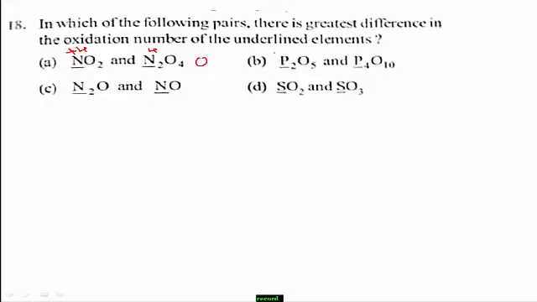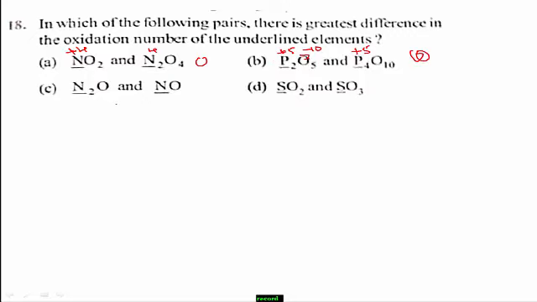And option B. Here in P2O5 the phosphorus oxidation state becomes plus 5. Why is it plus 5? Because 5 into minus 2 means minus 10. So P2 value is plus 10, but I want only the P value, not P2. Only one P value is plus 5. Next, in P4O10, the P oxidation state also becomes plus 5. Therefore, the difference in the oxidation state of P is 0.